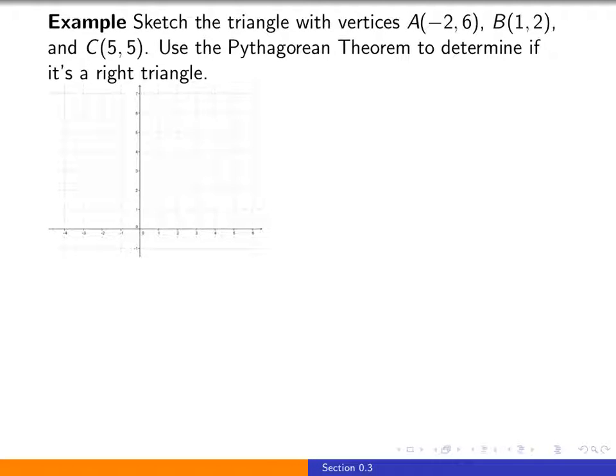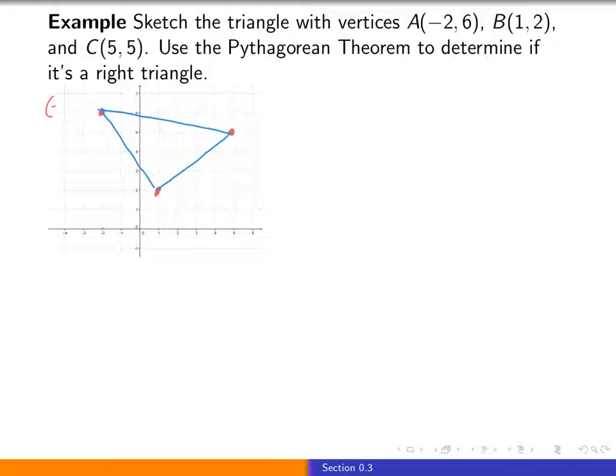So we have (-2, 6), (5, 5), and note those should be familiar points. We just worked with them in our previous example. And (1, 2). So carefully draw the triangle with those vertices. And the question becomes, is this a right triangle?